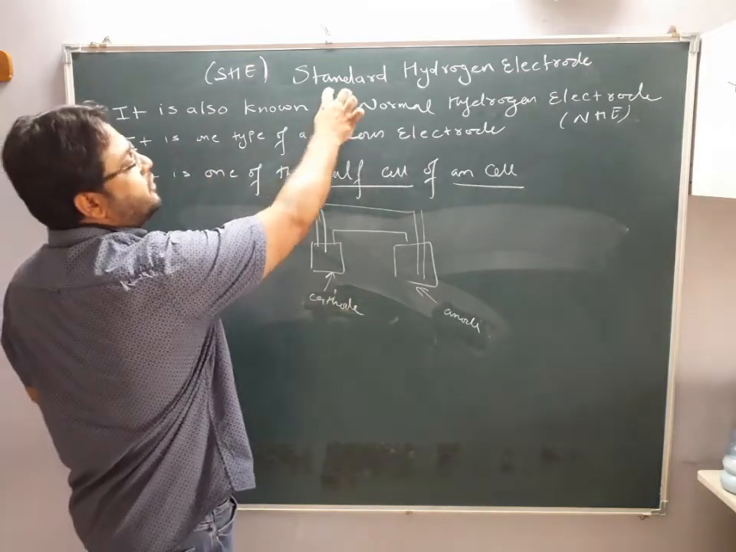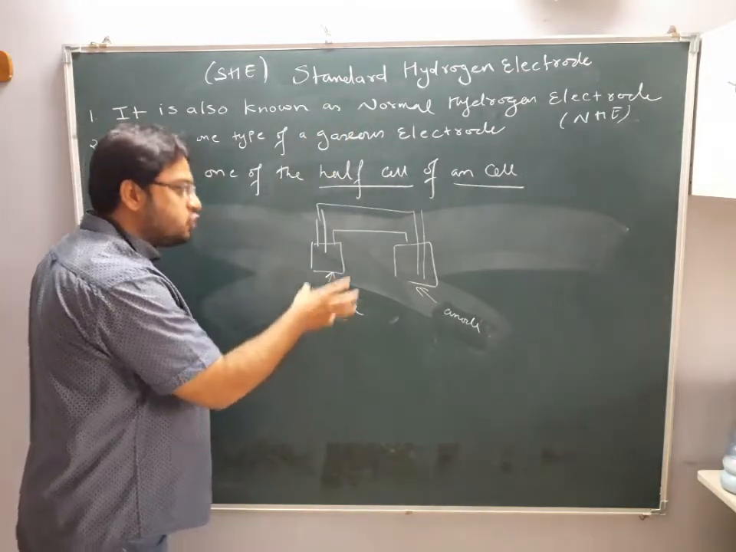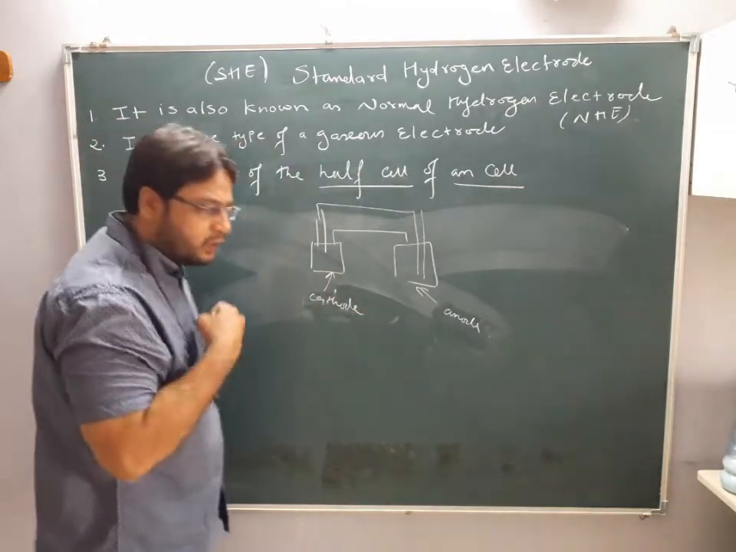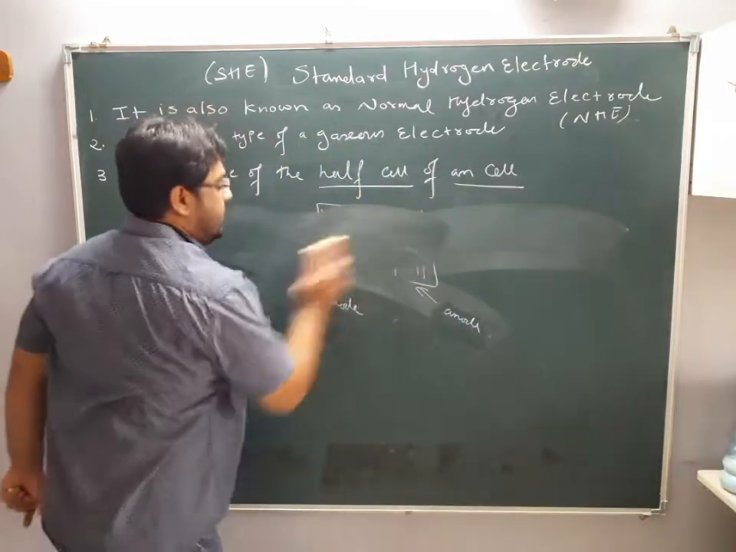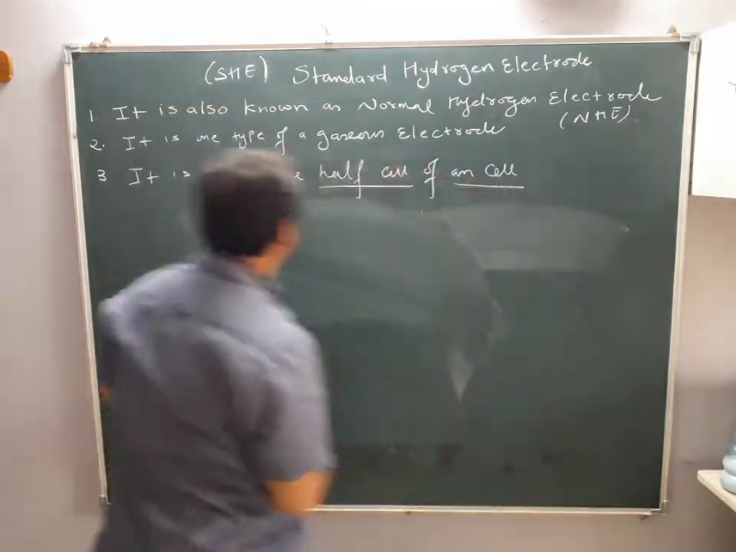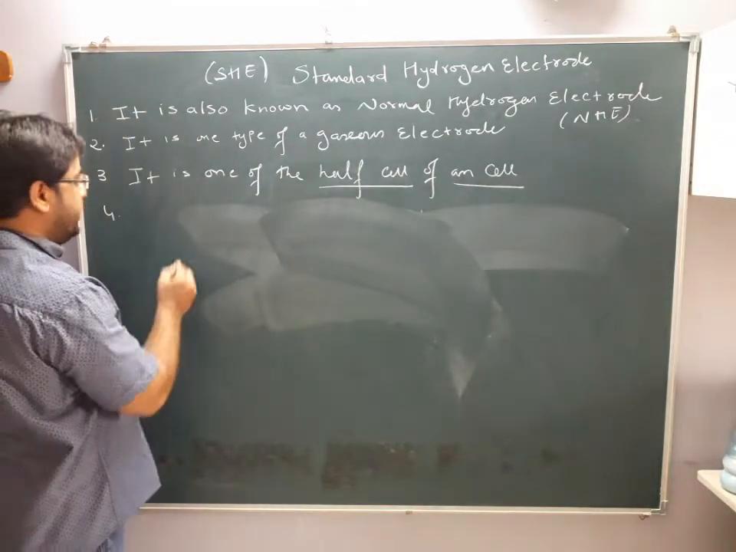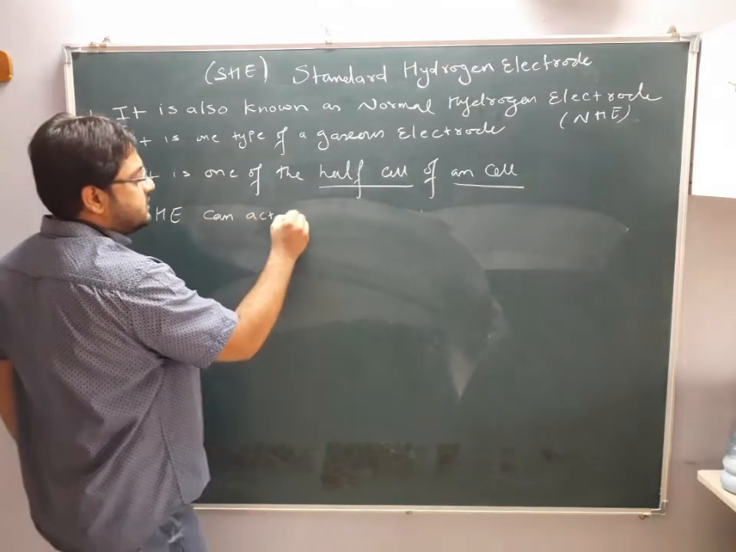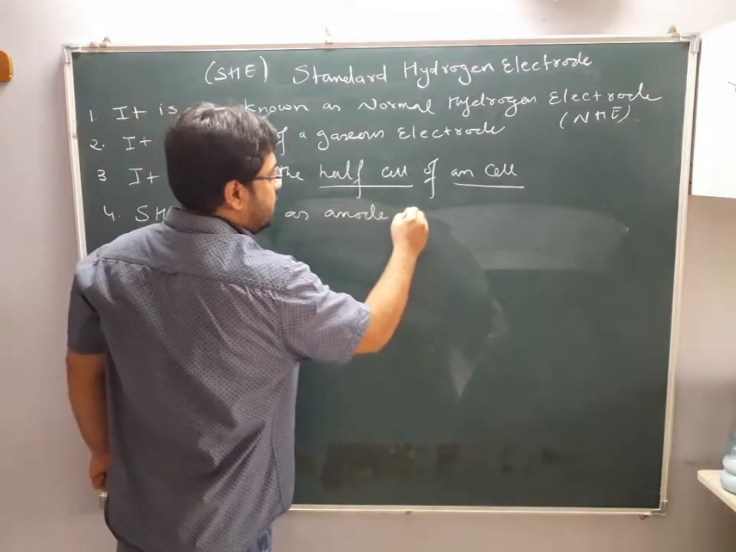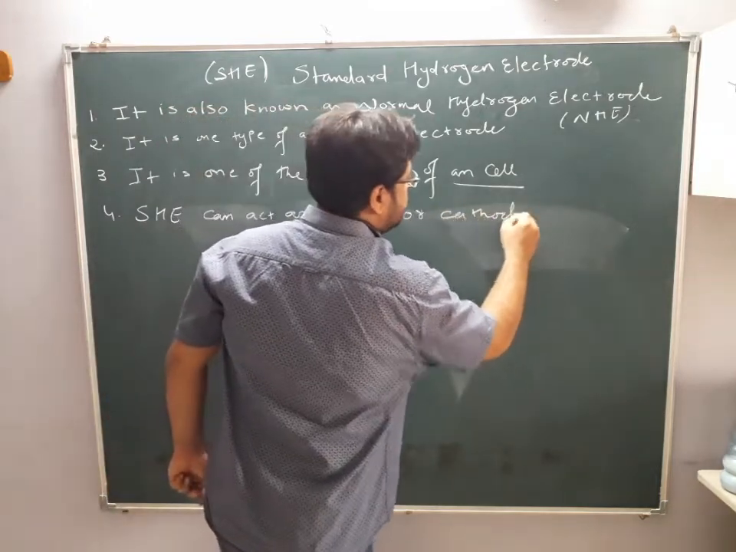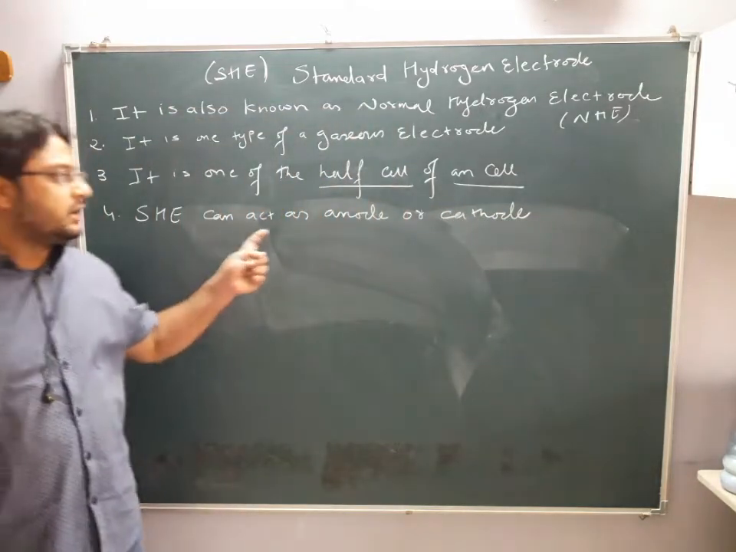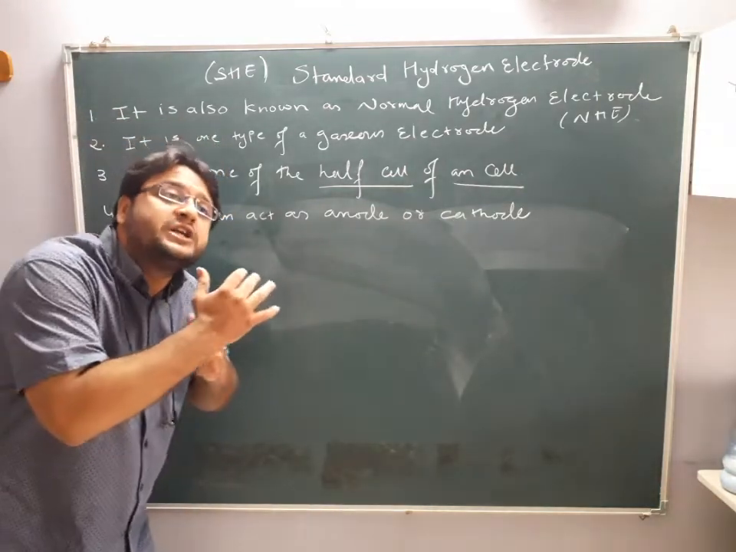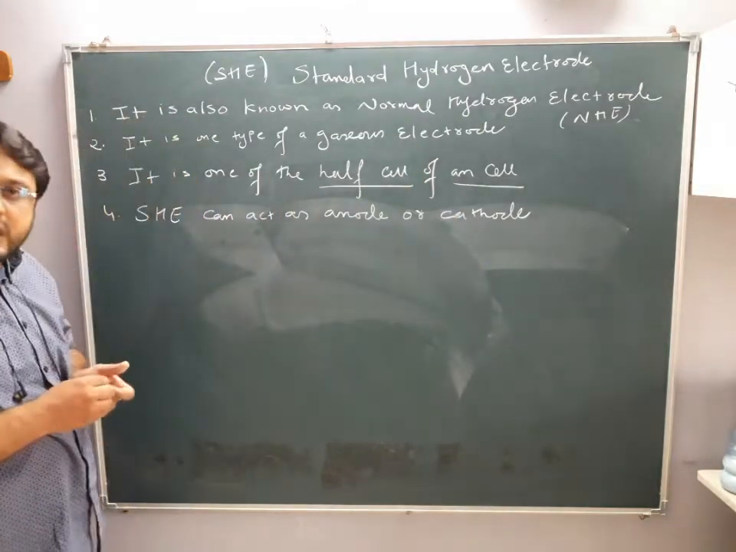Similarly, standard hydrogen electrode is also one type of half cell. So either it can come in the place of an anode or it can come in the place of a cathode. So next point, I can write down, the fourth point. Please remember this very important point. Standard hydrogen electrode can act as anode or cathode. Yes or no? It depends on which other half cell is connected.